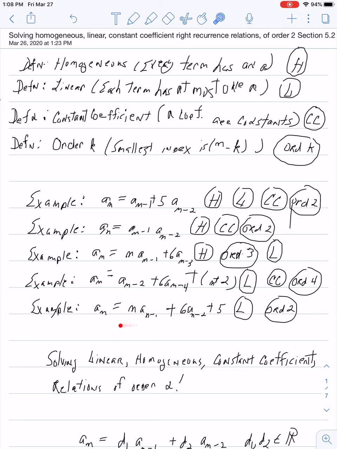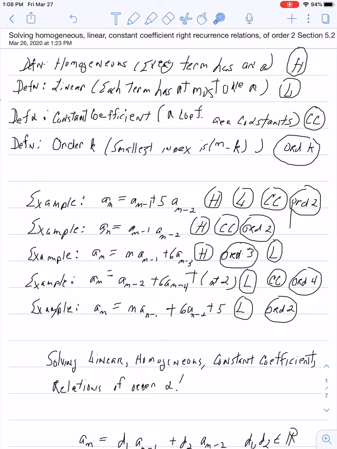Finally, I look at the example. a sub n is n times a sub n minus 1 plus 6 times a sub n minus 2 plus 5. I look at that. It's not homogeneous. Why? Because it has this 5. It is linear. Why? Because every term has at most one A in it. This has no A's in it, but that works. It is not constant coefficient, again, because the coefficient of this term is n, and n is not a number. It is order 2 because the smallest index is n minus 2.